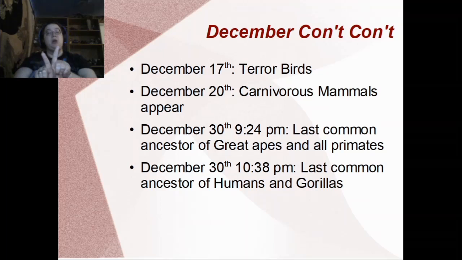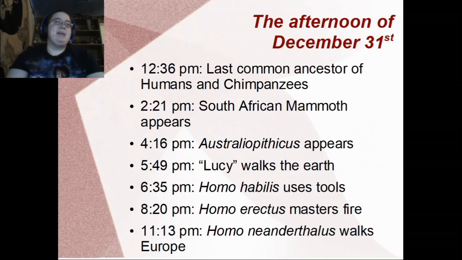Well, let's go a little further. 12:36 p.m. on December 31st. The last common ancestor of humans and chimpanzees existed. So this is with just about 11 and a half hours to go until today. We have the last common ancestor of both humans and chimpanzees existing. This is where they split off. At 2:21 p.m., the South African mammoth appears. So this is a common ancestor to elephants, and this is where all of the mammoth species begin to develop.